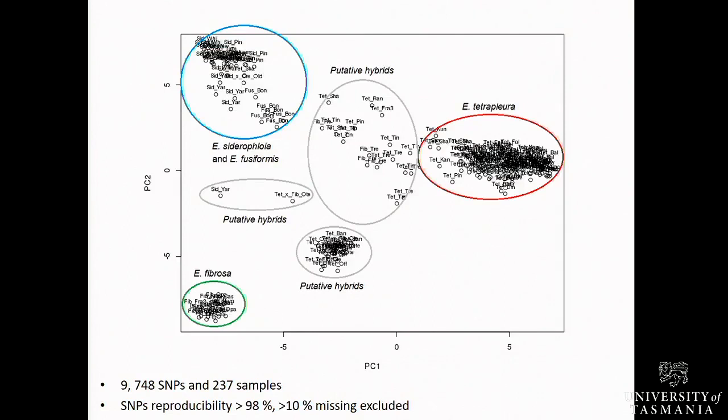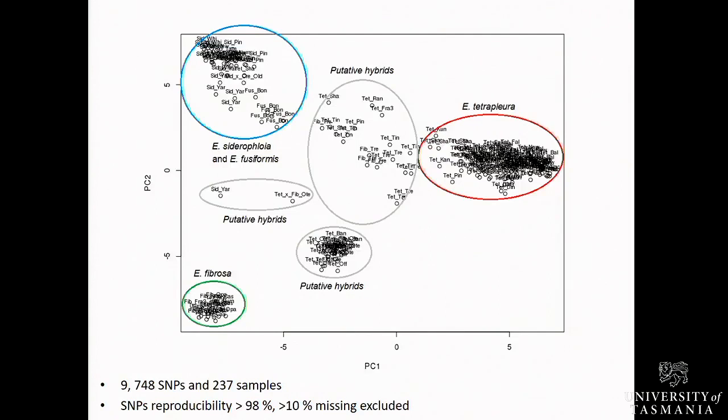And we got similar groupings to our split tree. So for tetrapleura, most of the samples clustered together on one side of the PCA, and on the other end of the PCA, fibrosa, and we also got sideroxylon and fusiformis in the other corner of the PCA. We got a tight group of samples in between fibrosa and tetrapleura, which we named here putative hybrids.